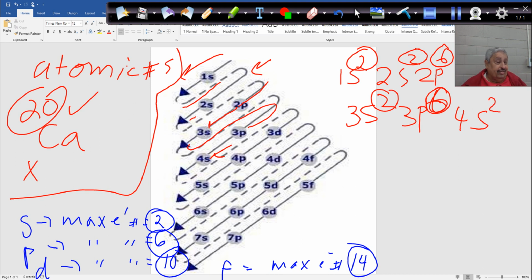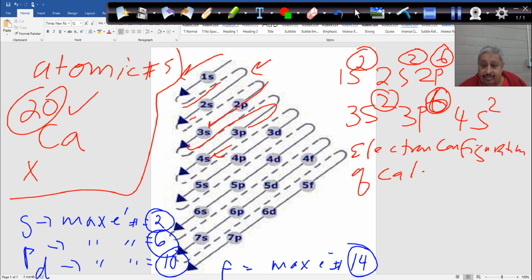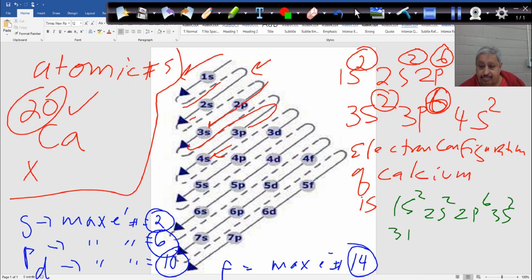So the electron configuration of calcium is 1s2, 2s2, 2p6, and 3s2, 3p6, and 4s2. Okay, to calculate them, those have to add up.